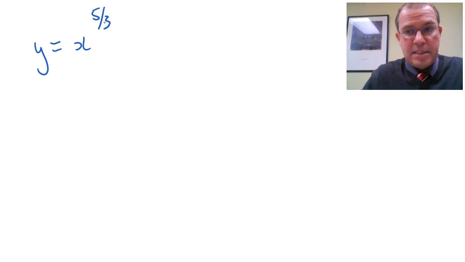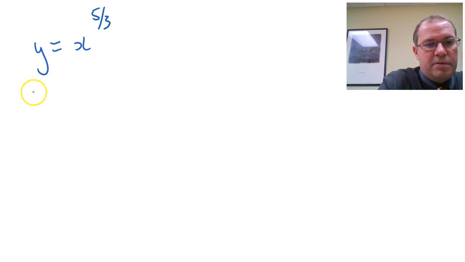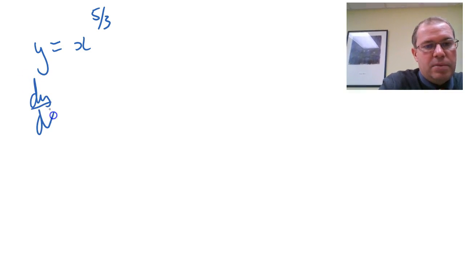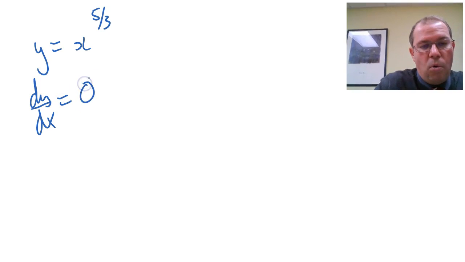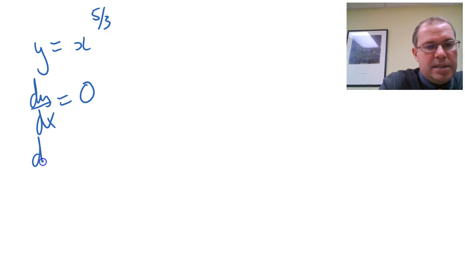Hi there, I'm Graham Lewis, and in this video we're going to consider the function y equals x to the power 5/3. Find the critical points and classify them and use that to help sketch the graph. So firstly, to find the critical points, we either set dy/dx equal to 0 or we look for where the points are undefined for dy/dx.